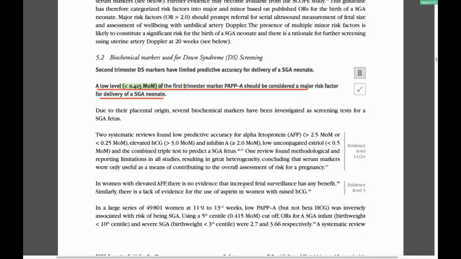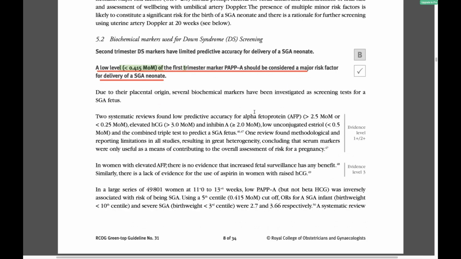Okay, so if the patient has come with the first trimester screening and her PAPP-A is less than 0.4 MoM, so what type of factor it is? Major risk factor. Yes, so we will put this on a major risk factor pathway.